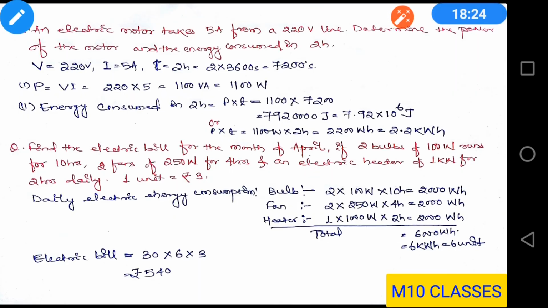Now let us see some numericals. An electric motor takes 5 ampere from a 220 volt line. Determine the power of the motor and the energy consumed in 2 hours. Students, I have told you whenever there is a numerical, always find out the data. So this 5 ampere is the current, so I equals 5 ampere, and there is a 220 volt line, that means the voltage supply is V equals 220 volt.